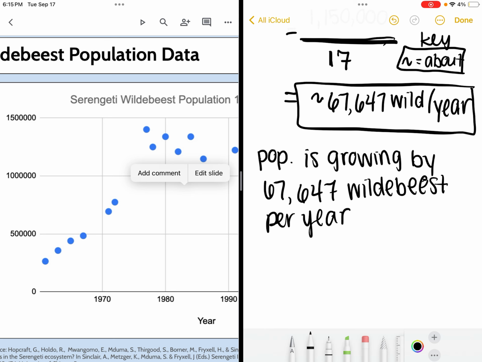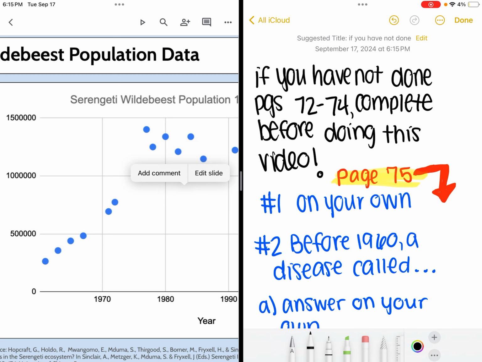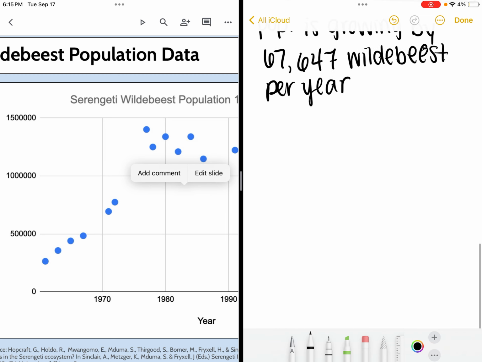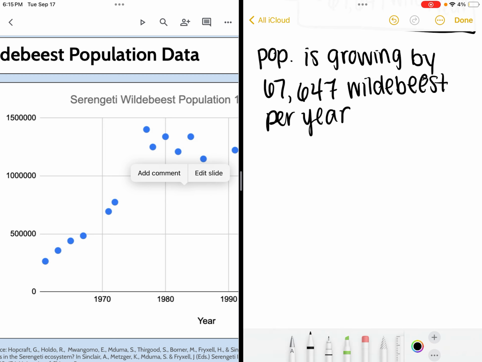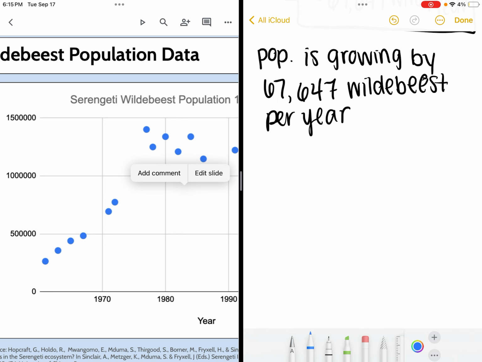So plan of action today, make sure you have 72 to 74 done, and then you will be working on pages 75 to 79.